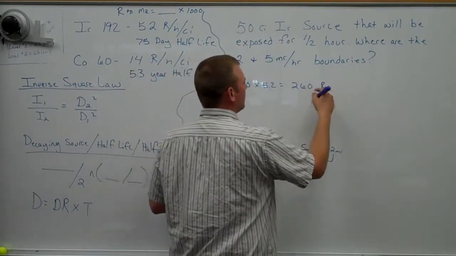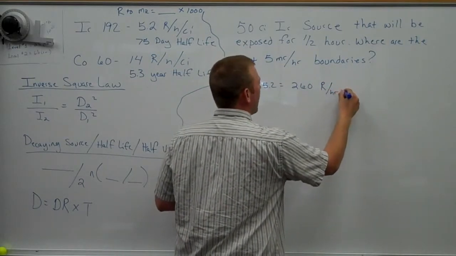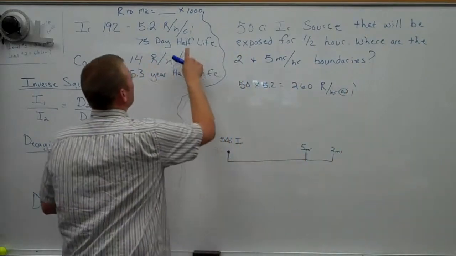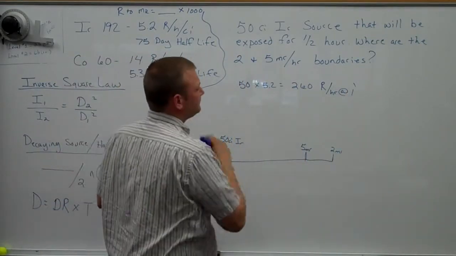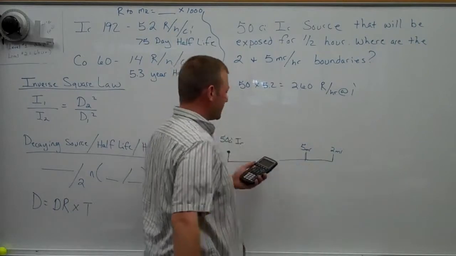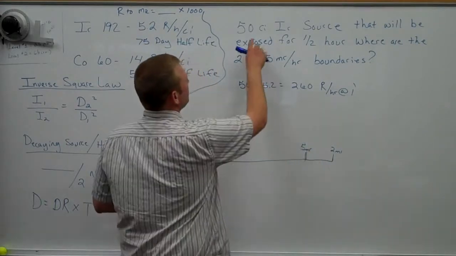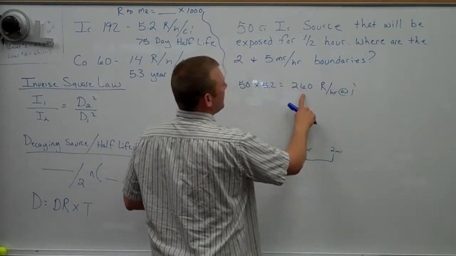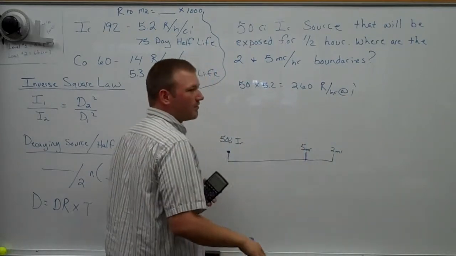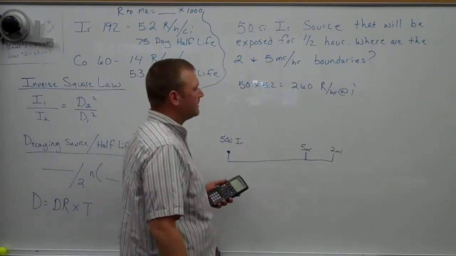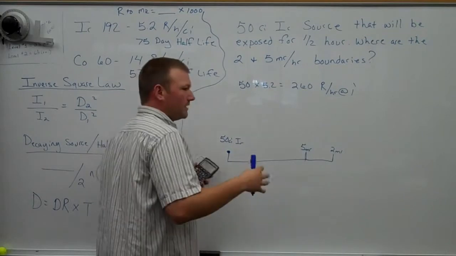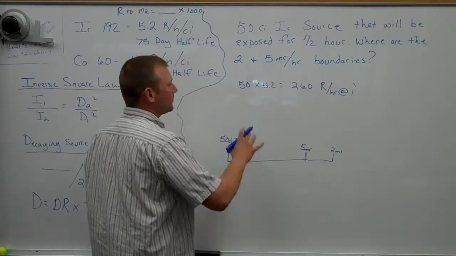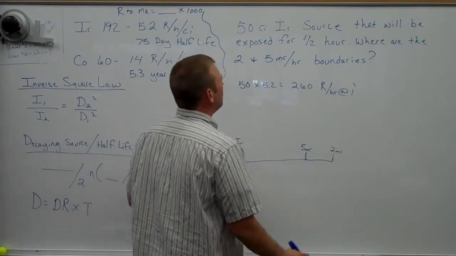Okay? But it's not only Rankins, it's Rankins per hour at 1 foot. Remember this from last week. So, 260 Rankins per hour at 1 foot here. That tells us 50 curies of iridium standing 1 foot away gives us 260 rem per hour, which we already know that 5 rem per year is the NRC recognized standard. So we're way over that, so you want to be way far away from that.